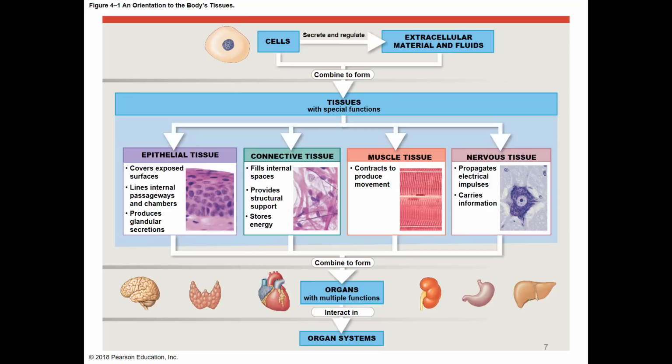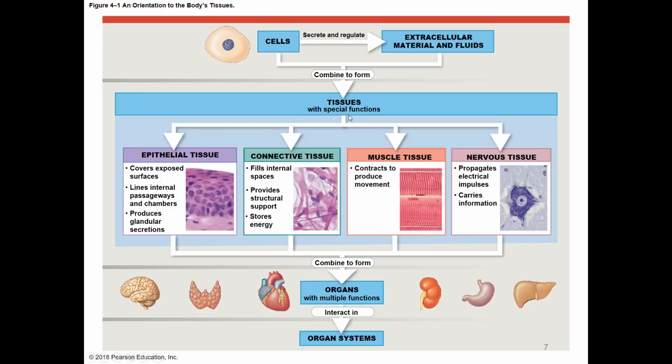So this chart is a nice overview of the 4 tissue types. This would be a good screenshot if you want to refer to it later. So again, looking at our hierarchy of life, we have the individual cell, which secretes extracellular material, so that would be the material outside of the cell, and fluid. This material and fluid is what helps the cells stick to each other in combination to form tissues.